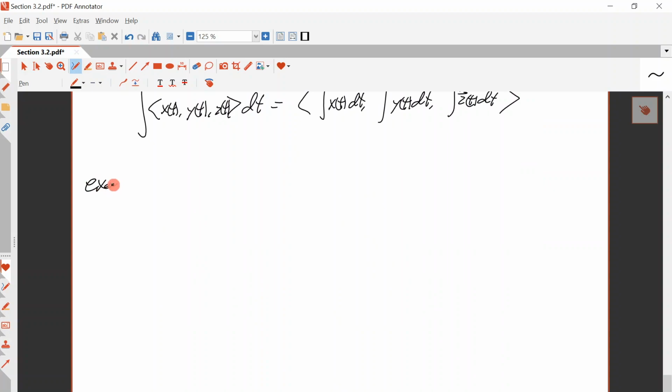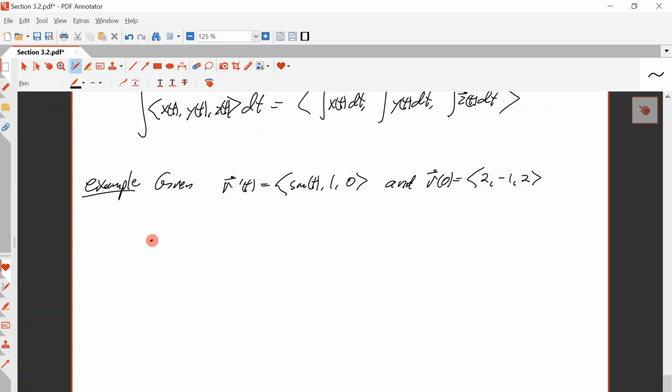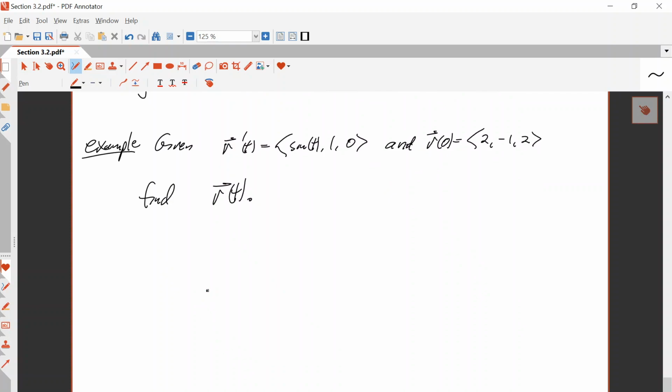So, for example, given r prime of t equal to sine t, 1, 0, and r of 0 equal to, say, 2, negative 1, 2, find r of t. So we're given r prime of t, and we're given r of 0 is 2, negative 1, 2. Okay, so now let's find r of t.